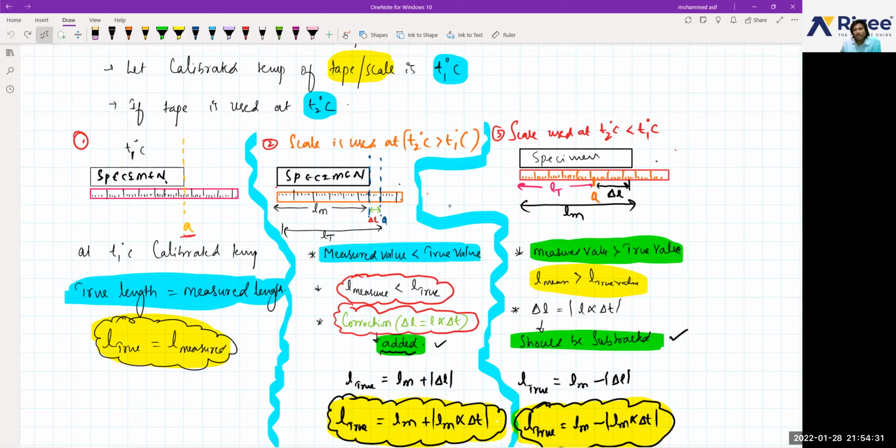So what correction must be applied? This much correction, delta L, you must add it. So true length will be equal to measured length plus this delta L that you should add. So true length will be equal to LM plus LM into alpha into delta T.